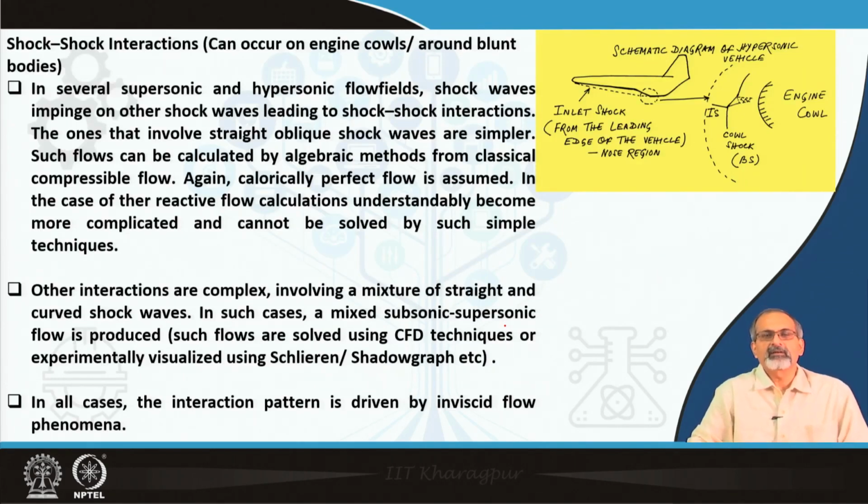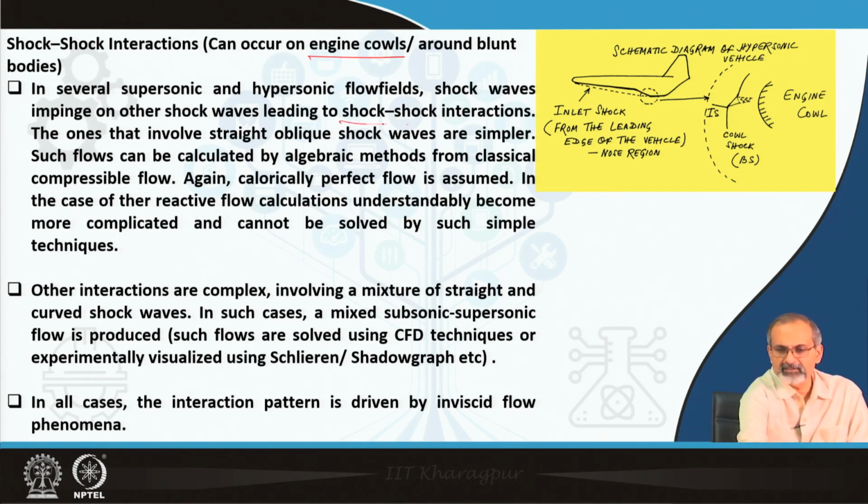Shock-shock interactions can occur on engine cowls and of course, also around blunt bodies. Here we are citing the example of a shock being incident on the bow shock formed on the engine cowl. In supersonic and hypersonic flow fields, shock waves impinge on each other, leading to shock-shock interactions.